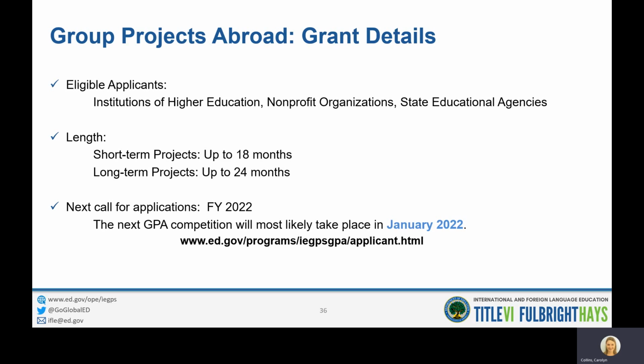The GPA program also has a dedicated email address. If you want to get in touch with their program officer, that email address is gpa@ed.gov. So pretty simple. Again, gpa@ed.gov.